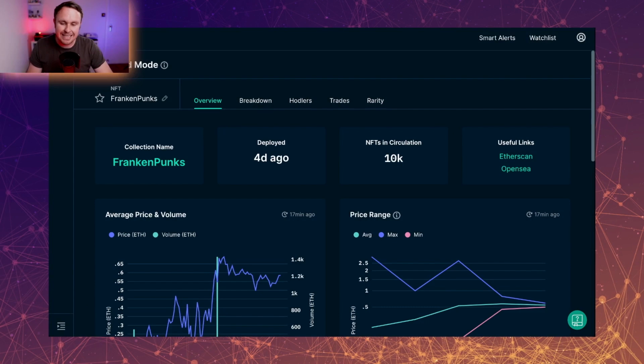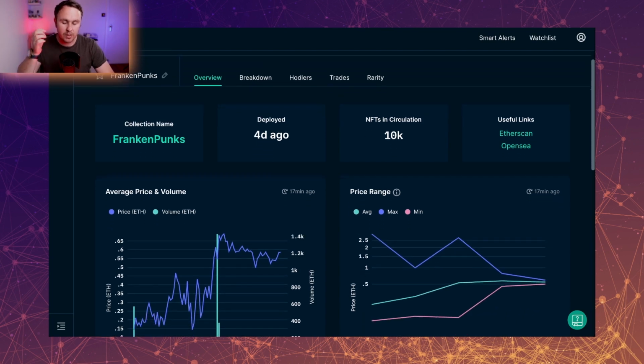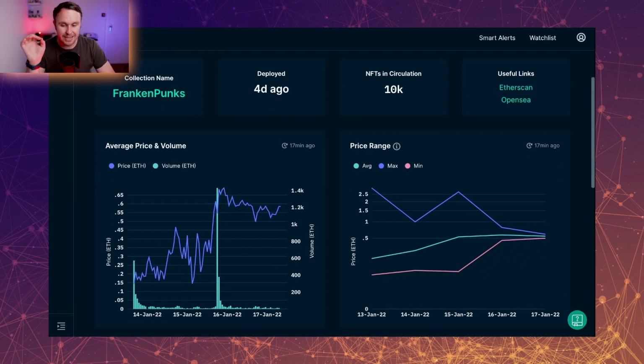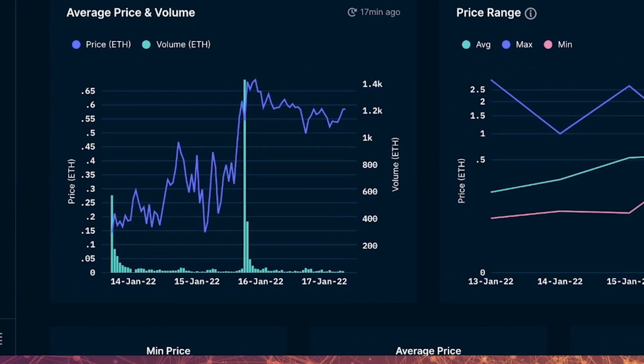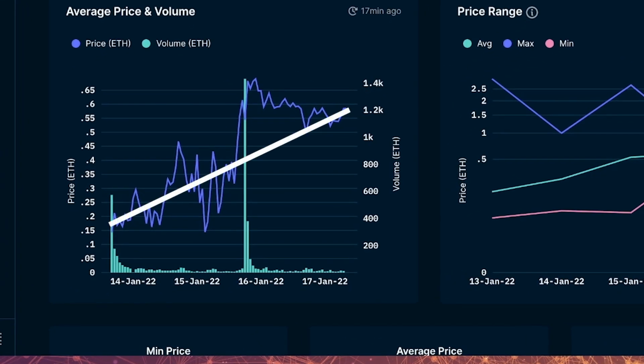Now, when we head on over to Nansen, what we can see here is it was deployed 4 days ago, and it had a very, very strong whitelist because the community was so tight. What is nice about this chart is we can see that it is basically just run straight up. There is a little bit of a dip down and a little punch through, but overall, if you take the very first average price and the average price currently now, it is sitting in an uptrend, so that's good.